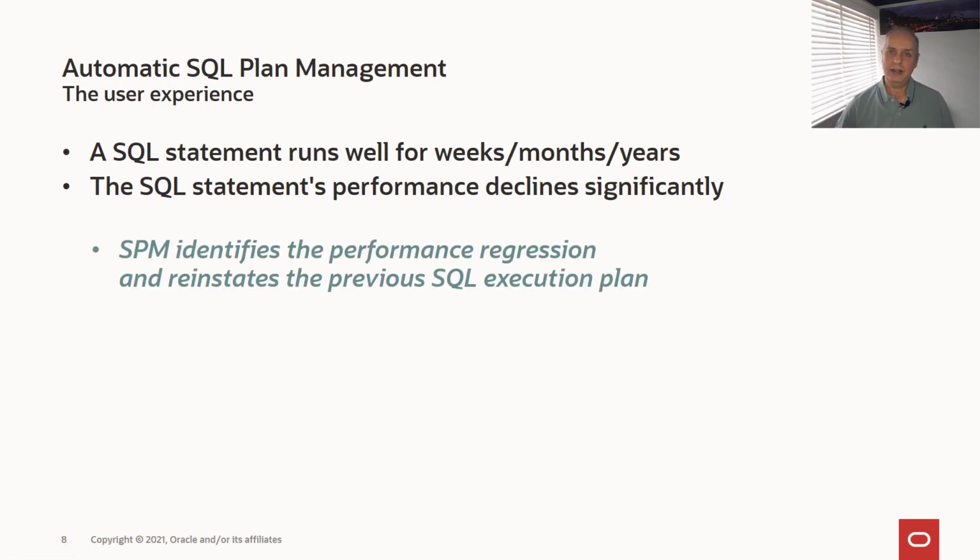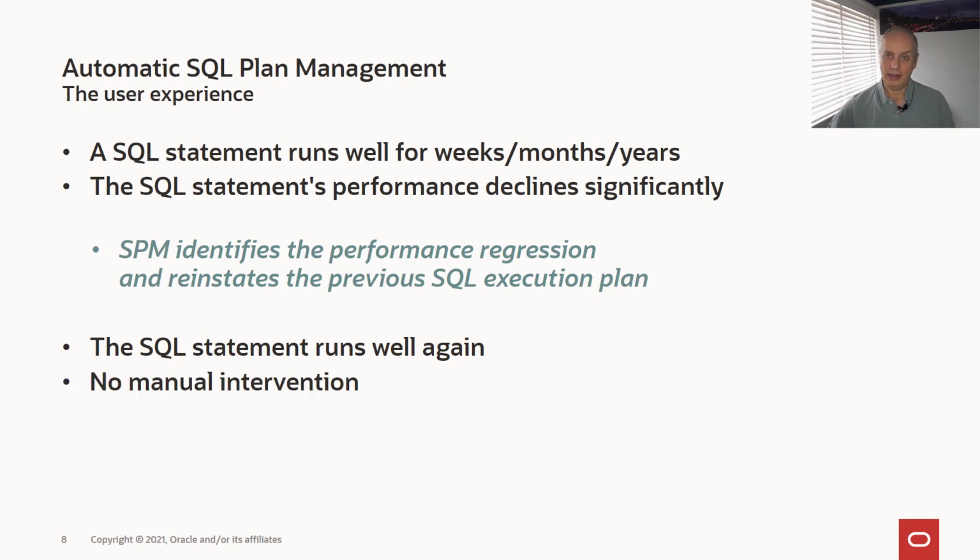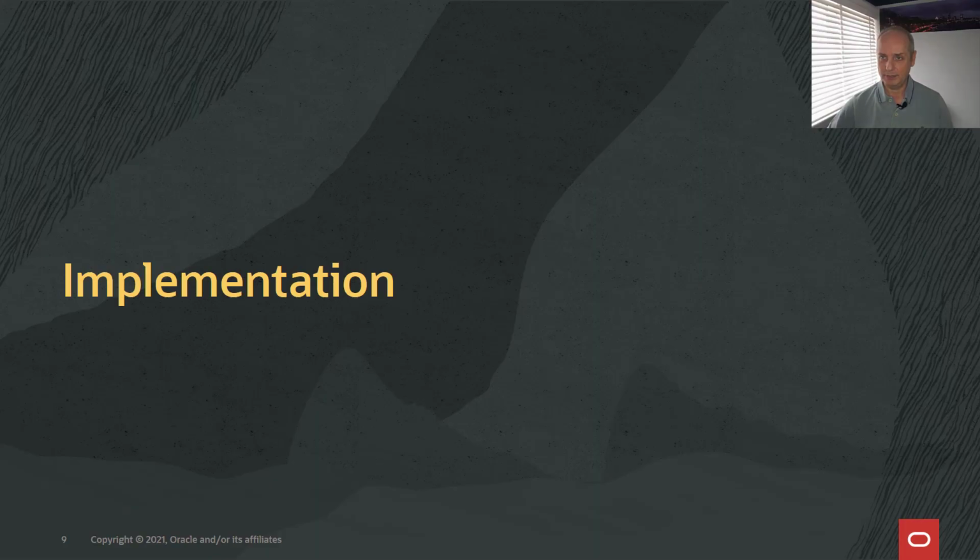Offline and automatically in the background, SQL Plan Management identifies that a performance regression has occurred, and then it will reinstate a previous SQL execution plan if one exists and is proven to be performing better than the current SQL execution plan. It's a different color on this slide because it's not necessarily an obvious part of the user experience. The next step is the SQL statement then works well again. So the user experience is it occurs, it then gets repaired, and there was no manual intervention. That's the key experience, if you like.